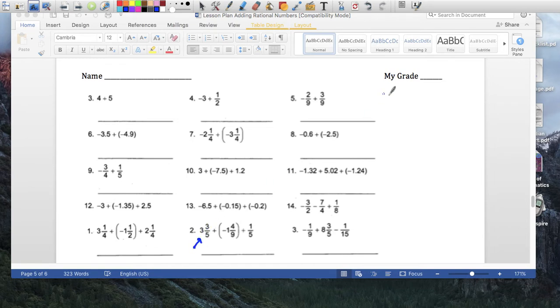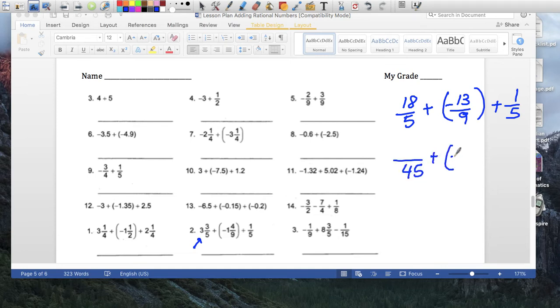5 times 3 is 15 plus 3, so it's got 18 over 5 positive, plus 9 times 1 is 9, it's 13 over 9 negative, by the way. And lastly, 1/5, that stays. Now I can change this so that they have common denominators. So you can do everything at once, actually. Right. So that's going to change to 45, and the last one is going to change to 45 as well.